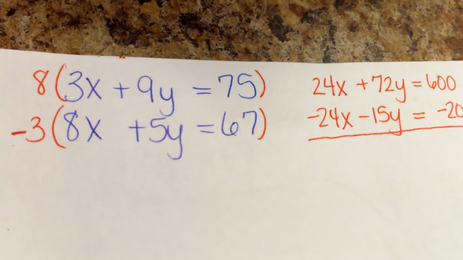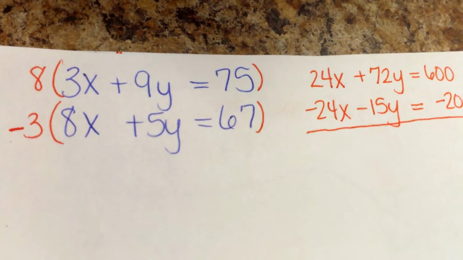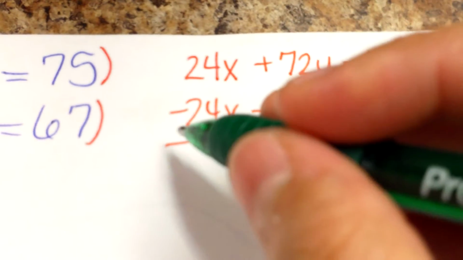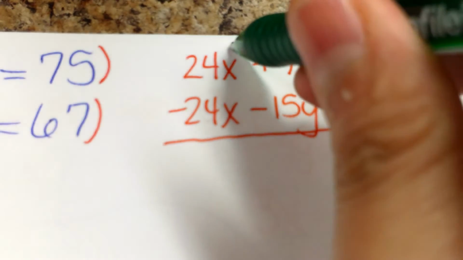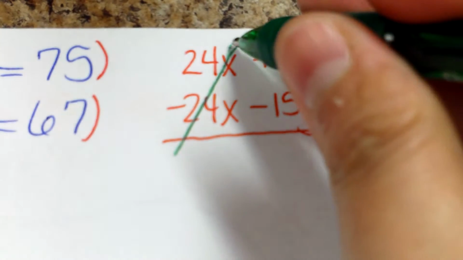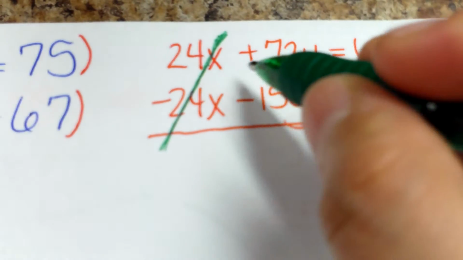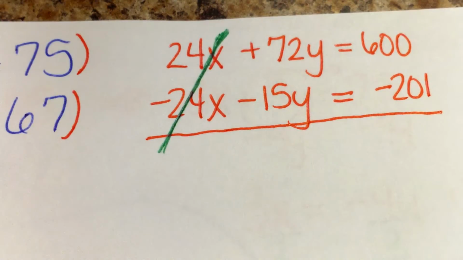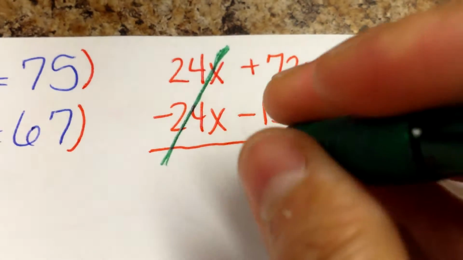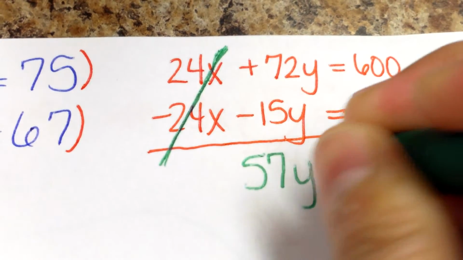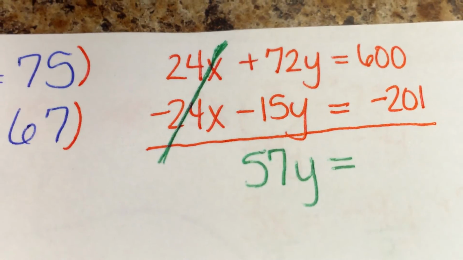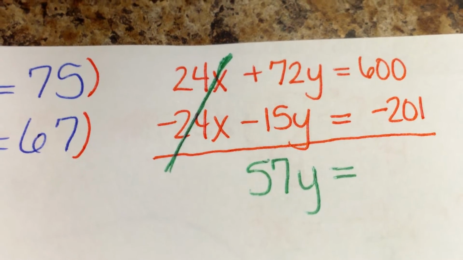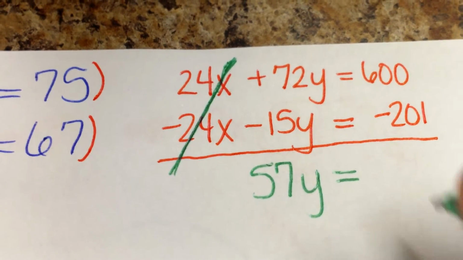The way you do elimination is you add down. So here, the 24 minus 24 ends up canceling. It ends up eliminating. That's why it's called elimination. 72 minus 15 is 57. 600 minus 201 should be a positive 399.